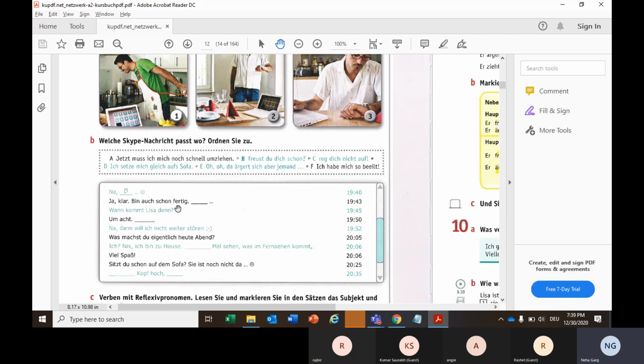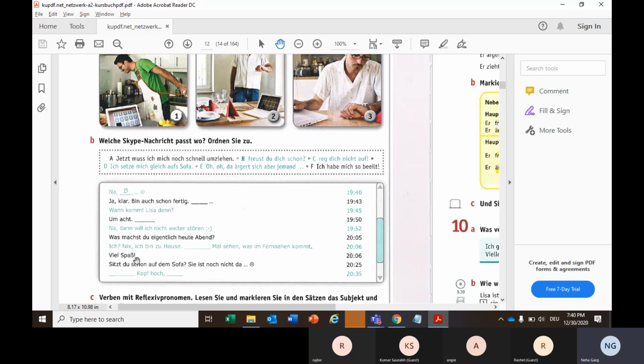And then here, ich setze mich gleich aufs Sofa. I'm sitting just on the sofa. Mal sehen, was im Fernsehen kommt. I'm just sitting on the sofa and seeing what is coming on the television.